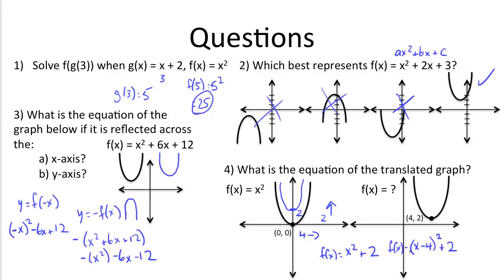And we get f of x is equal to x minus 4 squared plus 2, which simplifies to x squared minus 8x plus 16 plus 2. And that simplifies down to x squared minus 8x plus 18. And that gives us the equation of this parabola here, moved 4 units to the right and 2 vertically.